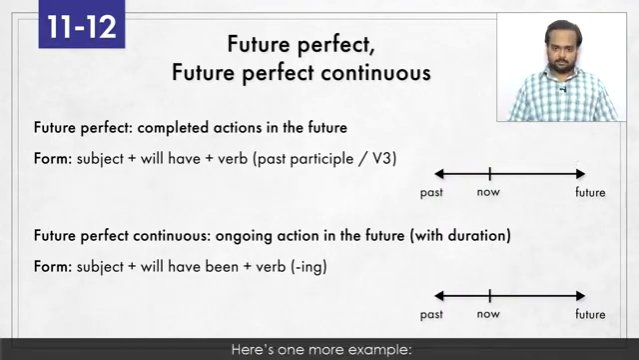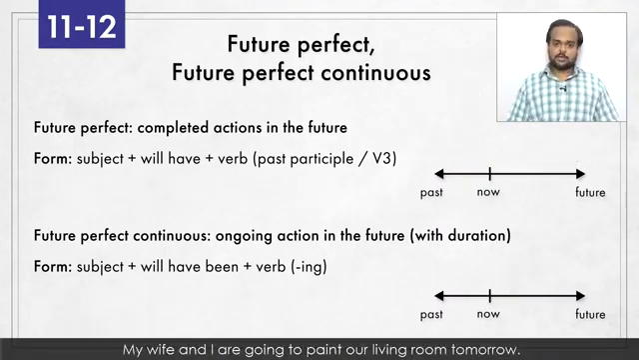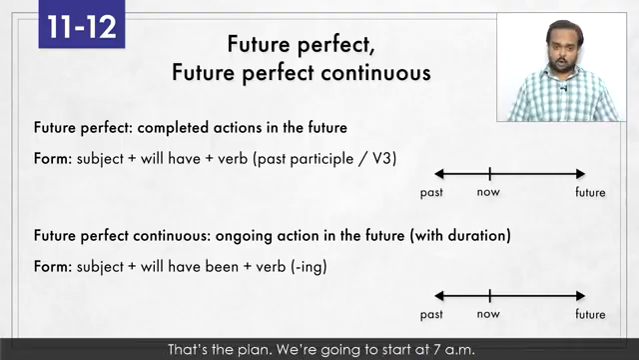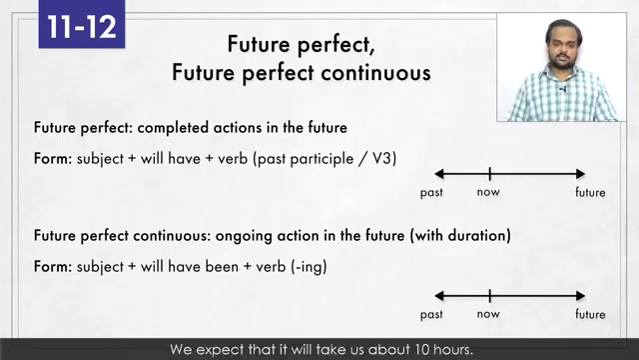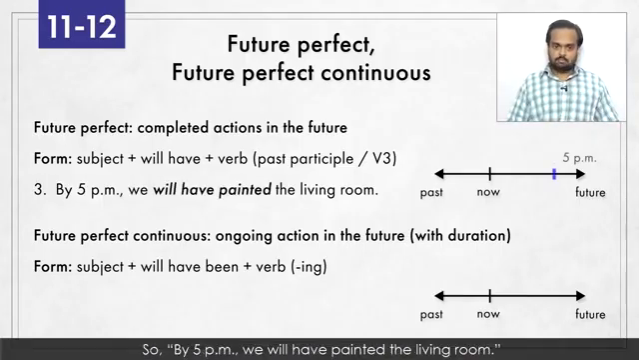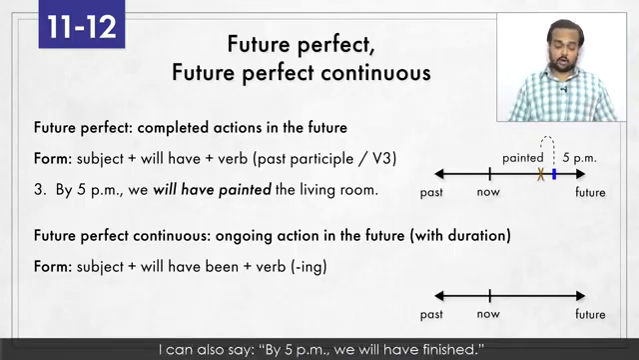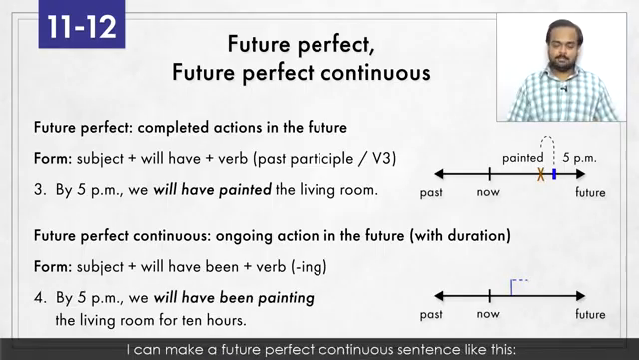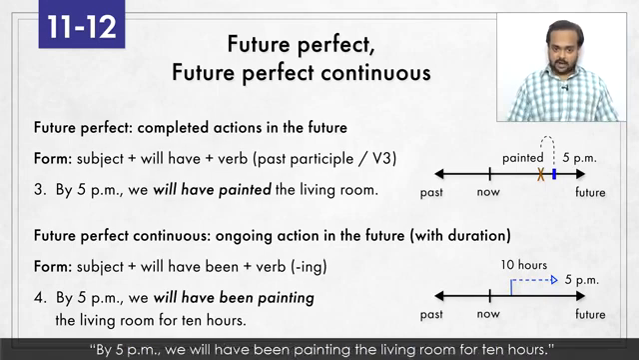Here's one more example. My wife and I are going to paint our living room tomorrow. That's the plan. We're going to start at 7 a.m. and we expect that it will take us about 10 hours. So by 5 p.m., we will have painted the living room. I can also say by 5 p.m. we will have finished. I can make a future perfect continuous sentence like this: by 5 p.m., we will have been painting the living room for 10 hours.